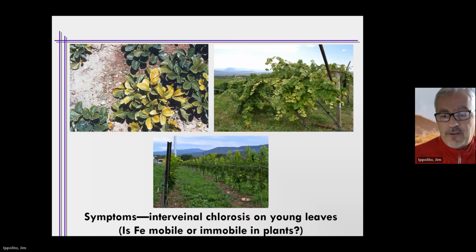So to really drive home the message so you can diagnose these deficiencies for yourself, the symptoms are intraveinal chlorosis on young leaves or newer leaves. And so is iron mobile or immobile in plants? Iron is immobile in plants. Iron is not translocated from the older to newer leaves.